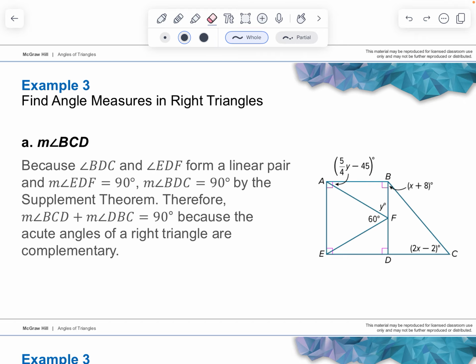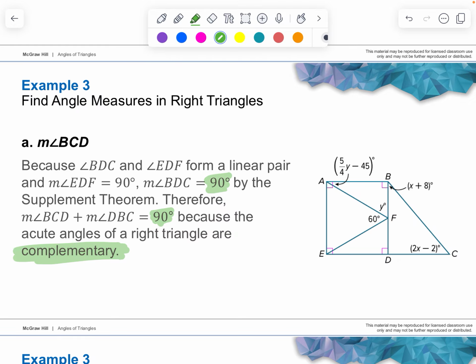Because angle BDC and angle EDF form a linear pair, and angle EDF equals 90 degrees. By the supplement theorem, measure BDC equals 90 degrees. Therefore, the measure of BCD plus the measure of DBC equals 90 degrees because the acute angles of a right triangle are complementary. Okay, what did they actually just say?